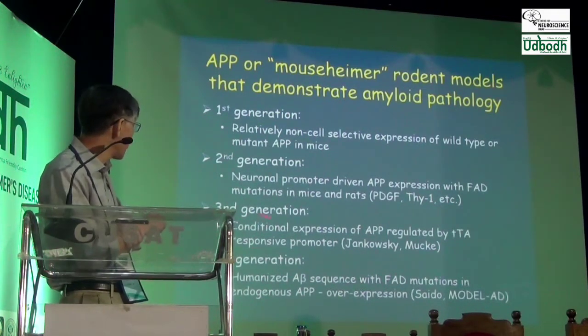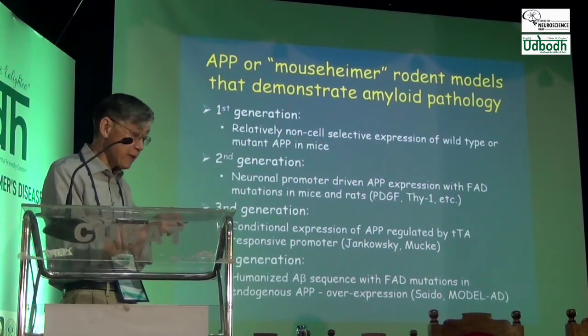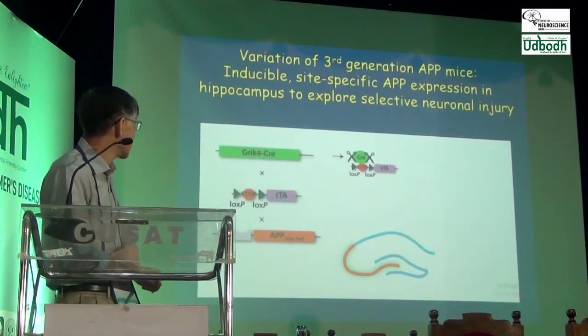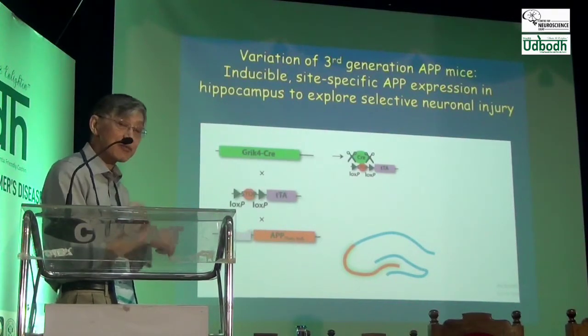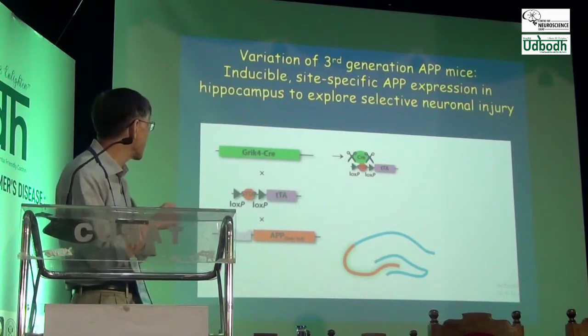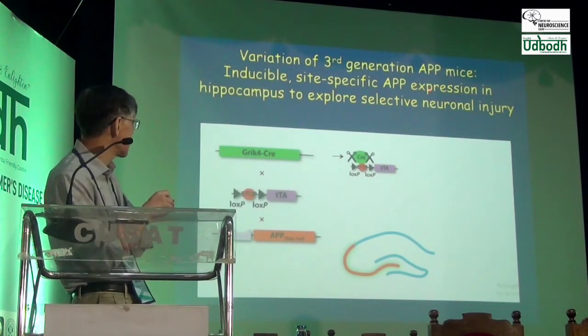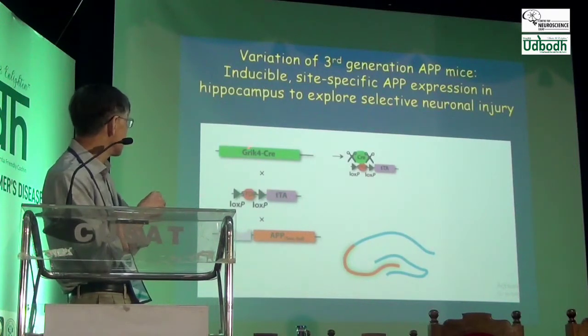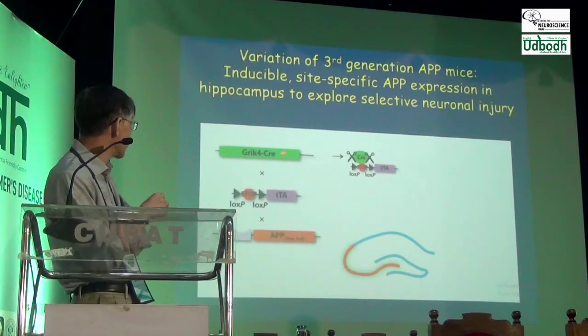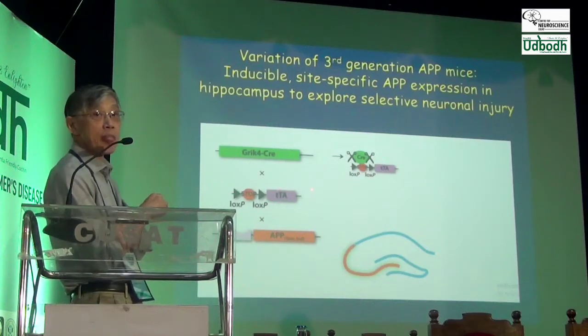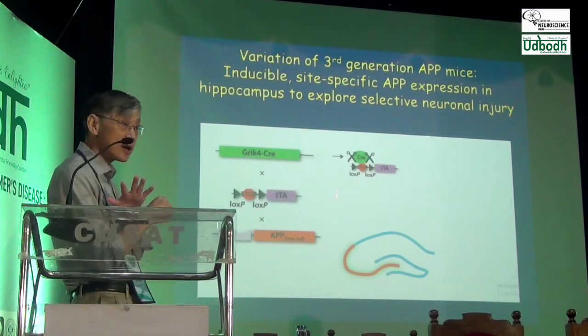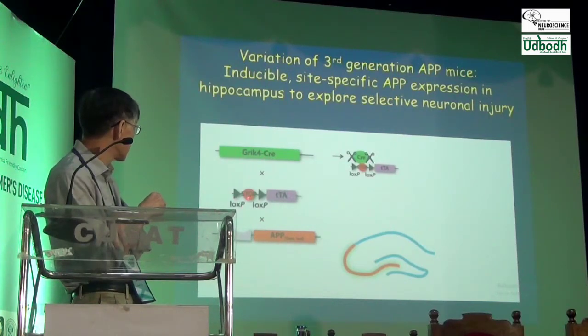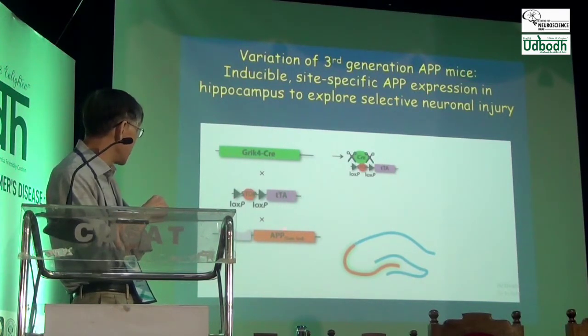So I'm going to tell you about a variation of generation 3 that our lab has been working on for a while. In this particular case, we need to put 3 genes together in a mouse. Again, very non-physiologic, but that's the only way we could site-specifically express APP in different neurons in the hippocampus. In this case, we combine 3 genes: the Cre driver, which directs Cre recombinase expression in the hippocampus, together with the tTA. That tTA by itself is quiet, but it is excised by the Cre recombinase, and then the tTA is liberated to drive the APP transgene.